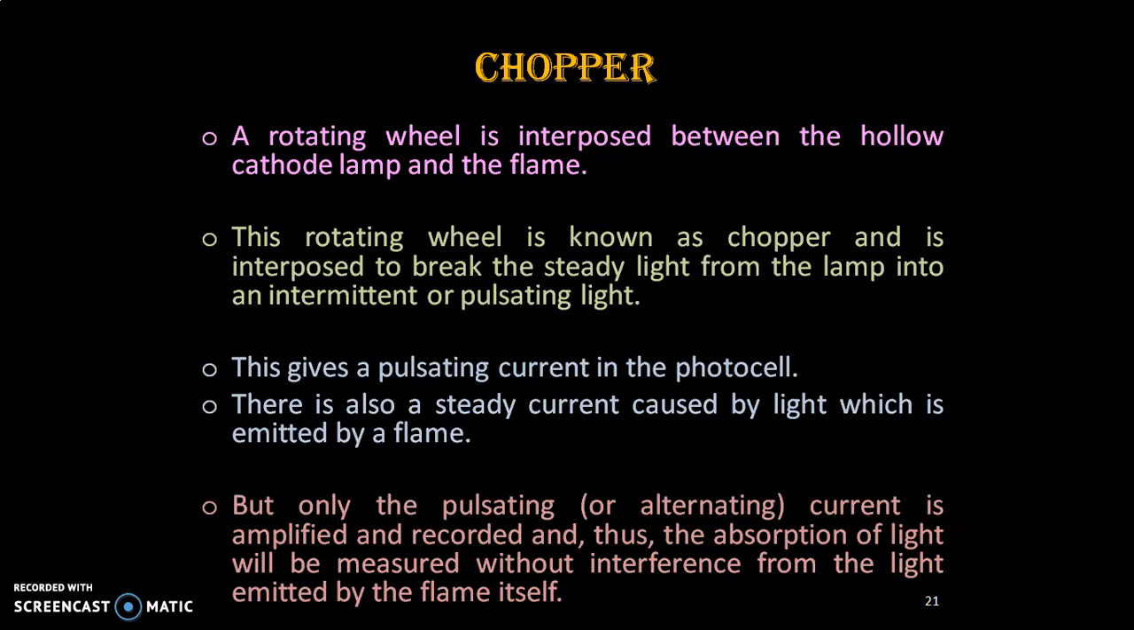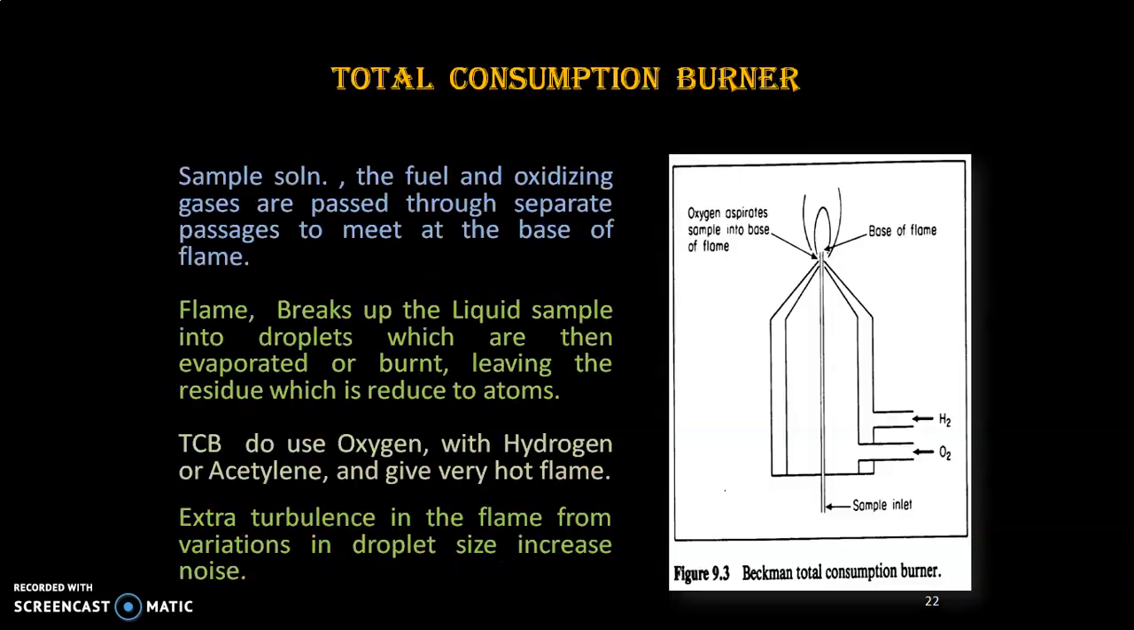There is only a steady current caused by light which is emitted by the flame. But only the pulsating or alternating current is amplified and recorded, and thus the absorption of light will be measured without interference from the light emitted by the flame itself. Next is the burner.